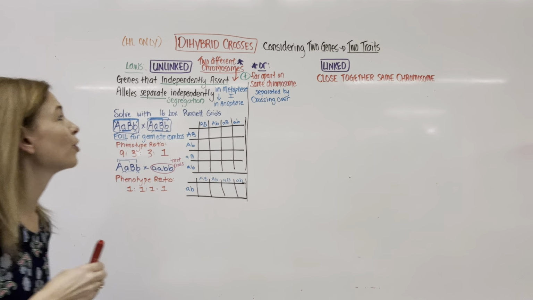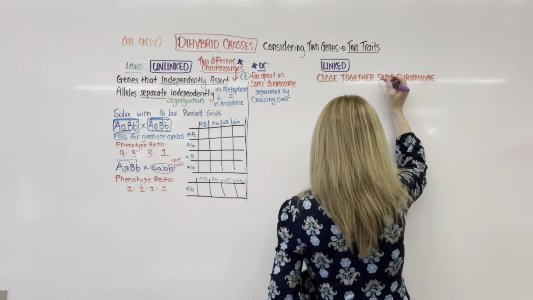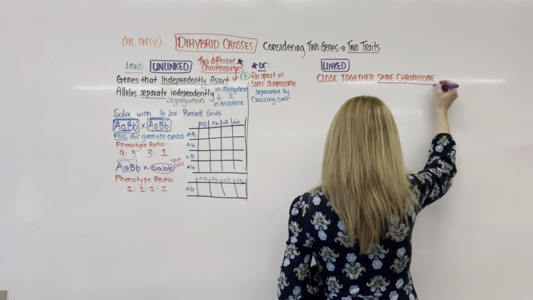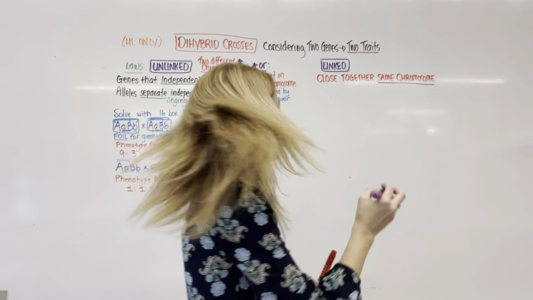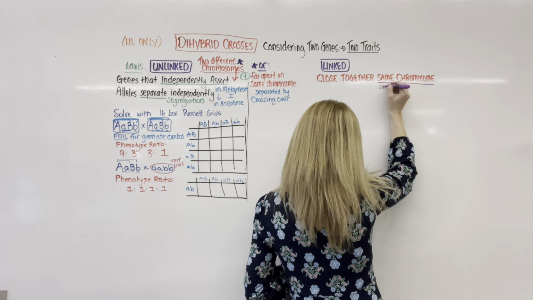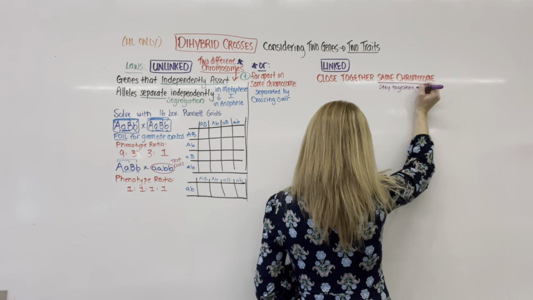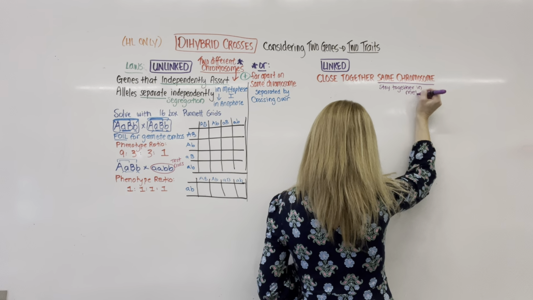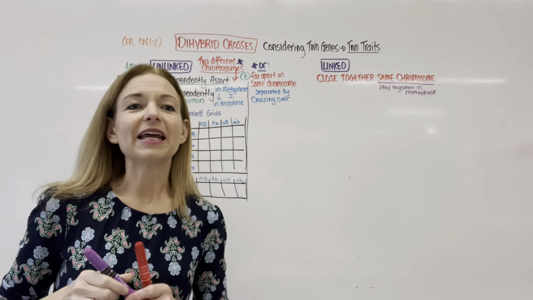So that's important because the same chromosome is crucial. So the same chromosome means that they are in the same place in metaphase. So they stay together in metaphase. So they're not going to be shuffled because they're on the same chromosome. So they're going to stay together.